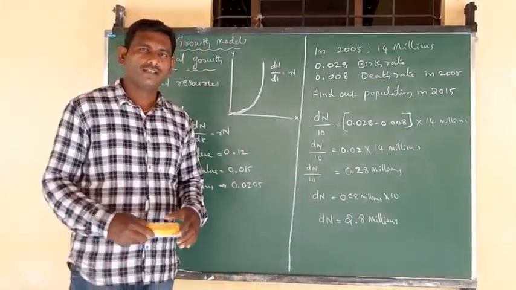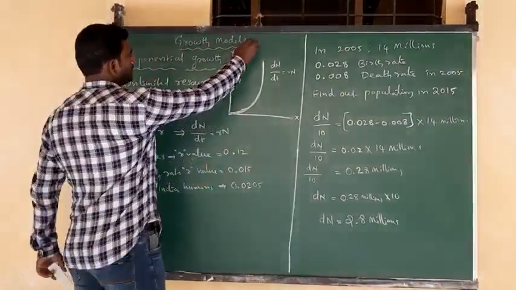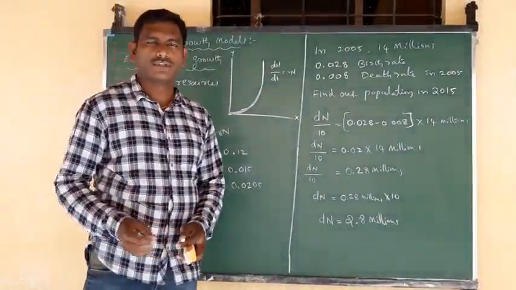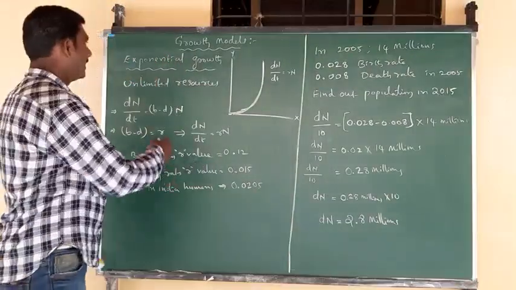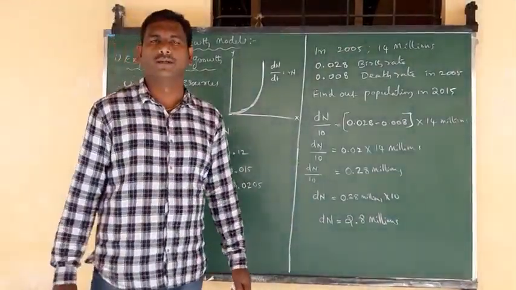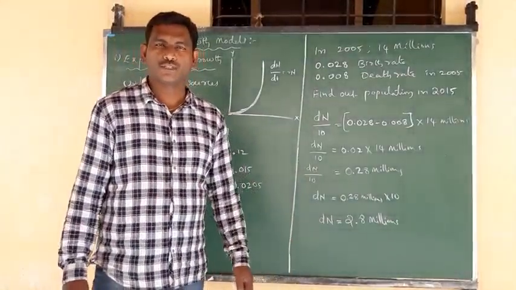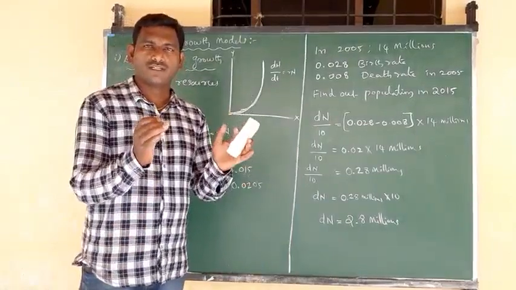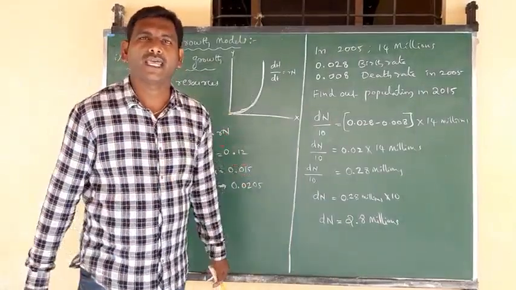Now today the topic is growth models. Here mainly two types of growth models are there. The first one is the exponential growth model and the second one is the logistic growth model. Let's start with the first one, the exponential growth model. What is this growth model? Simply, we link the population size with time.